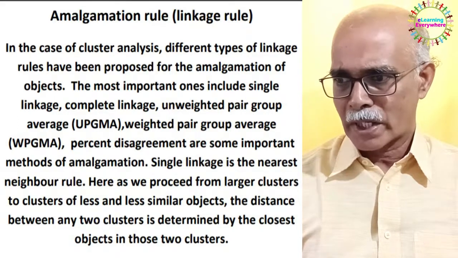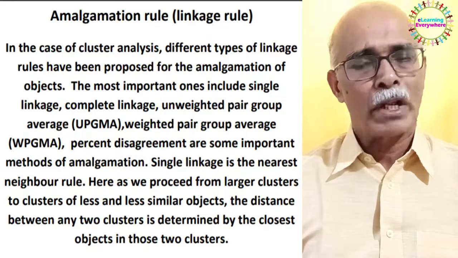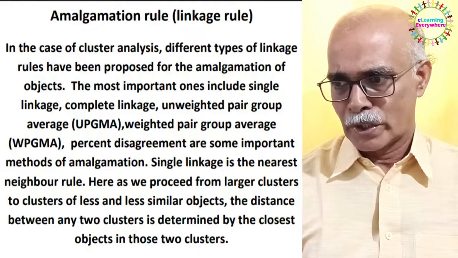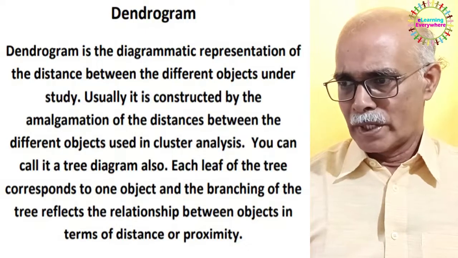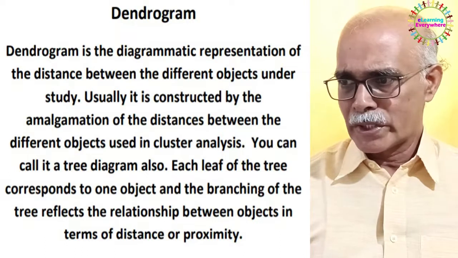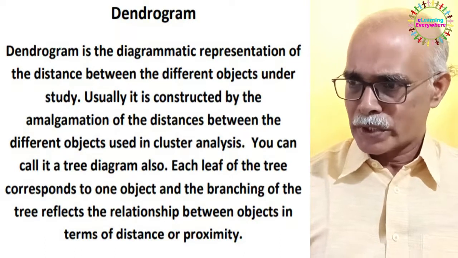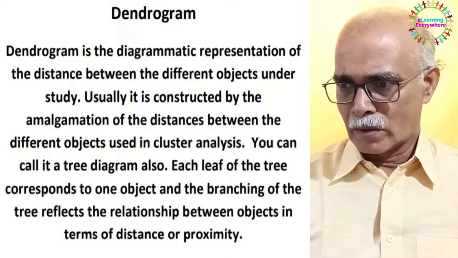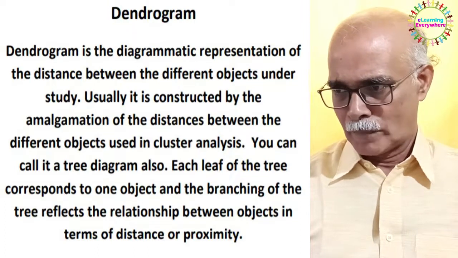Here, as we proceed from larger clusters to clusters of less and less similar objects, the distance between any two clusters is determined by the closest objects in those two clusters. Then, by cluster analysis, you will get a diagram which is usually known as a dendrogram or a T diagram. A dendrogram is the diagrammatic representation of the distance between the different objects under study. Usually it is constructed by the amalgamation of the distances between the different objects used in cluster analysis. You can call it a tree diagram also.